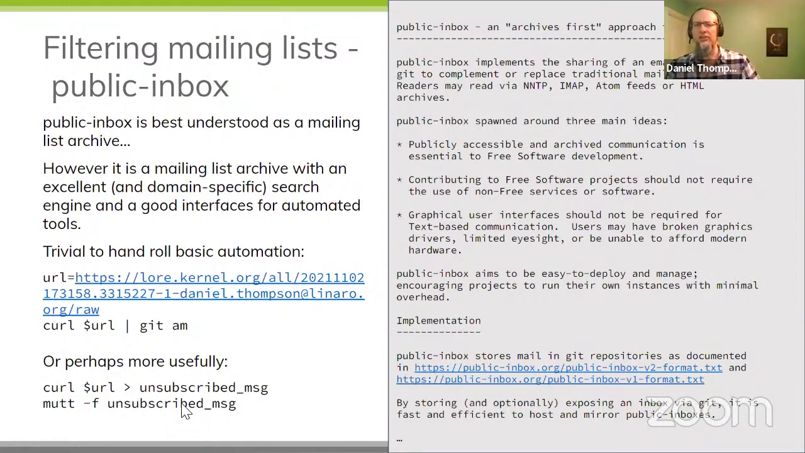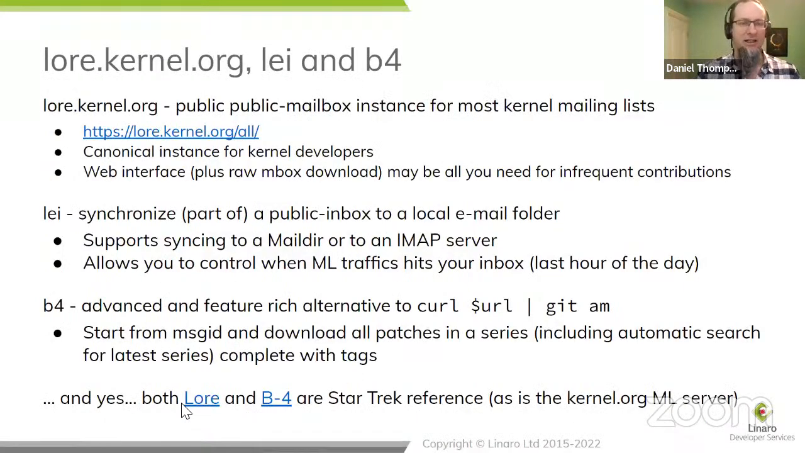So public inbox is a convenient HTML user interface that allows us to work with mailing lists very effectively. The canonical instance of public inbox is what's called lore.kernel.org. That's where I've picked up patches for almost all the mailing list related web demos that I've shown this week and last. So it's the canonical instance for kernel developers, and it has the web interface and the raw mailbox download. That may be all you require if you're an infrequent contributor.